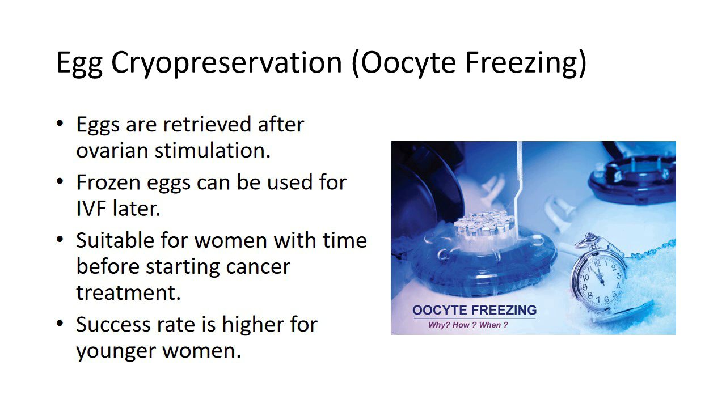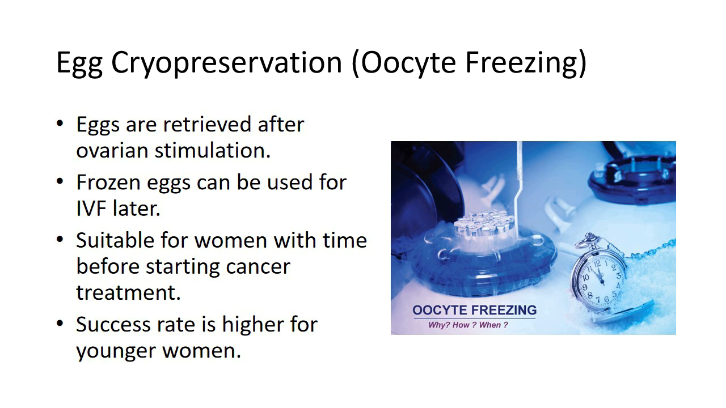Process. Egg retrieval involves ovarian stimulation using gonadotropins, e.g., FSH, LH, to produce multiple eggs, followed by egg aspiration. The eggs are then frozen for future use. Indications. This method is suitable for women who have time to undergo ovarian stimulation before starting cancer treatment. Typically requires 10 to 14 days of stimulation.